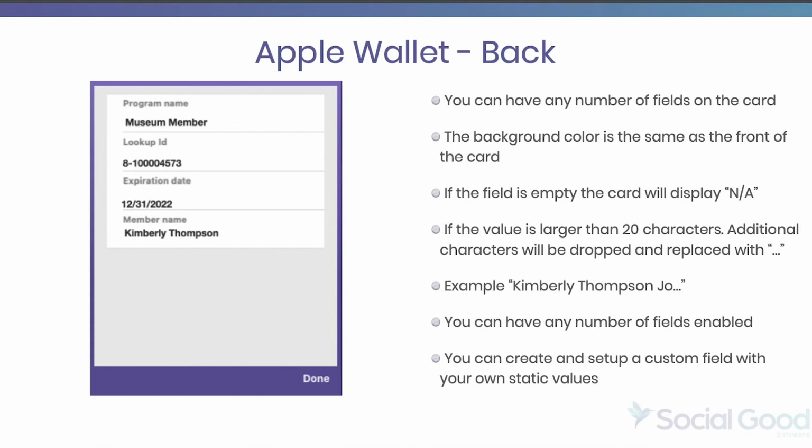You can create and set up custom fields with your own static values. So the cool thing with the Apple Wallet one is you can actually create one called member benefits or pretty much anything you like. So you can say member benefits, and then you can go ahead and list out all your benefits. Number 1, number 2, and number 3, and so on. So this is a great handy way for you to be able to provide additional information that you really can't query off of Altru.